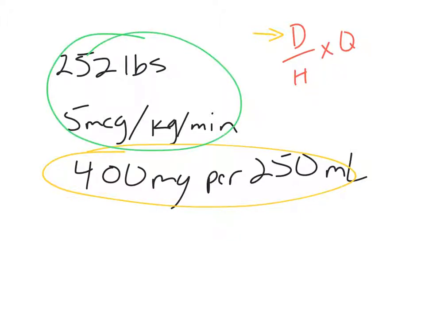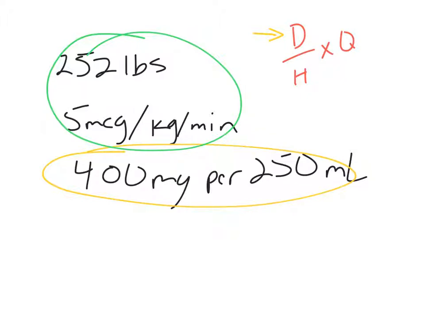It says here that they need 5 micrograms for every kilogram. So we know what they weigh, so let's think about what that means for our patient. For our patient, if we took 252 divided by 2.2, that would give me 114.54545454, repeating. So that means that our patient needs 5 micrograms for every one of those kilograms.